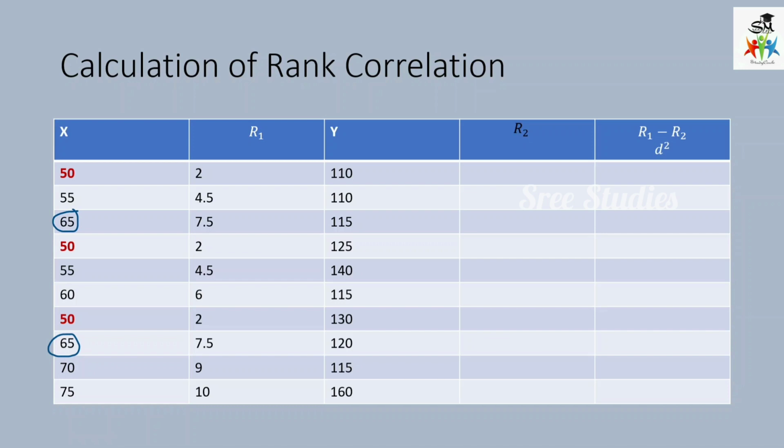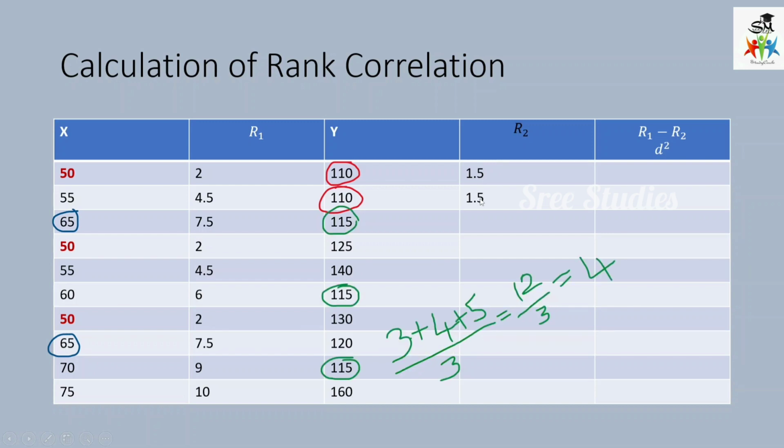The lowest one among the Y series is 110, so the first and second ranks go to it. This is 1 plus 2 divided by 2, which is 1.5. I have given that against it. And the next highest value is 115. This goes to 3 values, so 3 plus 4 plus 5 divided by 3, so you will get 4. So we are going to place it against the values. And the next highest is 120.